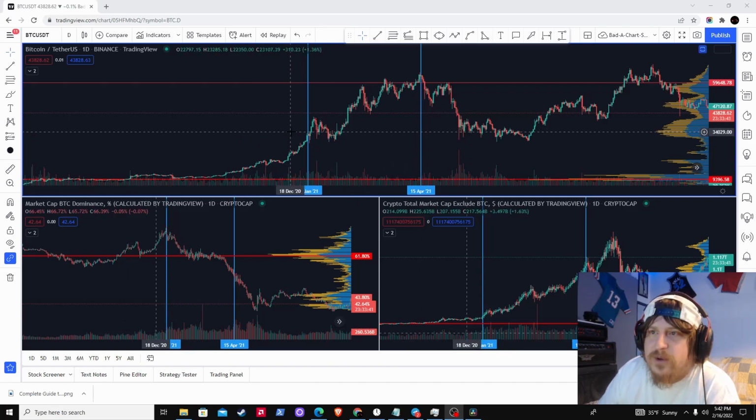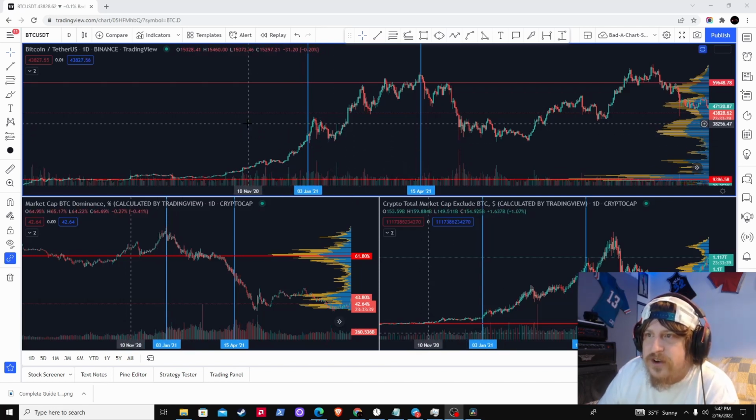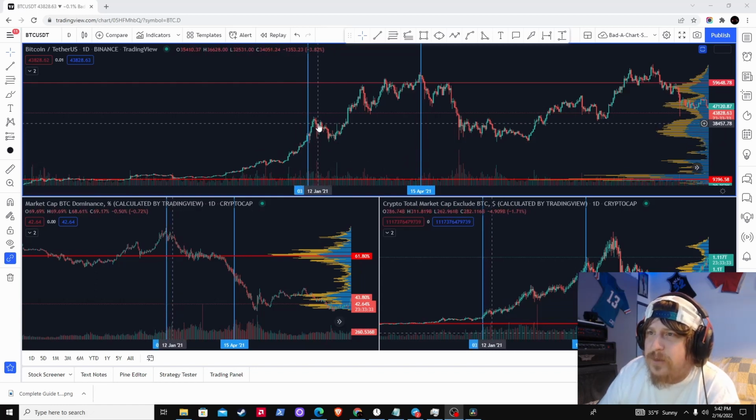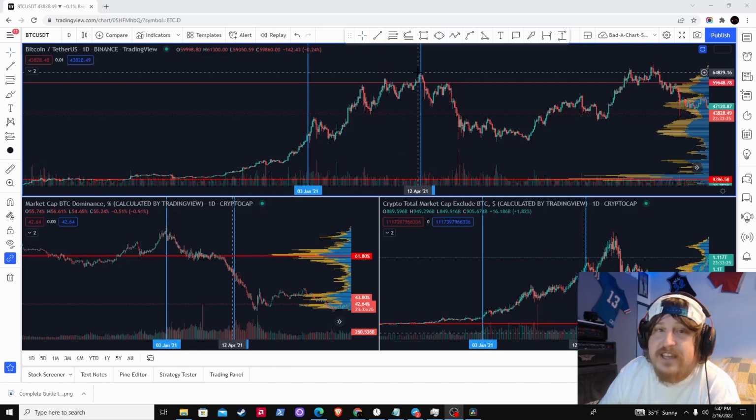So up here with Bitcoin, between that time frame of January 3rd and April 15th, Bitcoin went from just under $30,000, and it had pullbacks along the way, but more or less, it was in a steady uptrend clear until April 15th, where it topped out at around just under 65K, right?